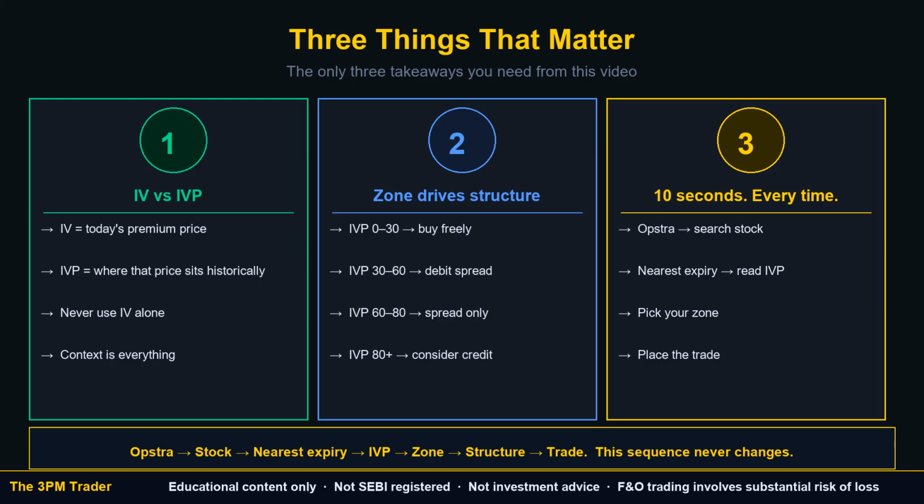3. 10 seconds on Opstra before every trade. Search stock, nearest expiry, read IVP, pick your zone, place the trade. That sequence does not change, ever.